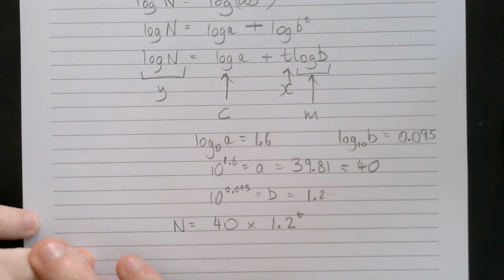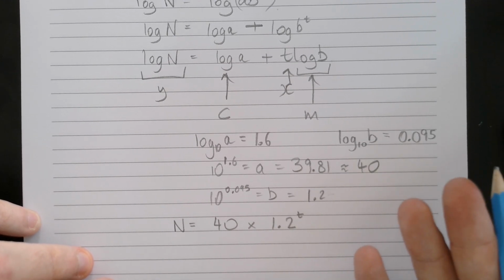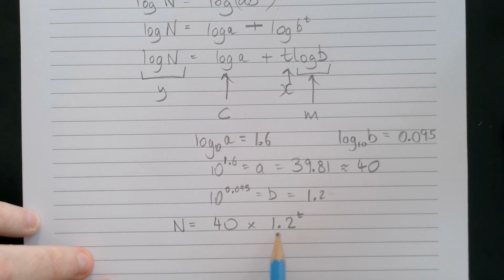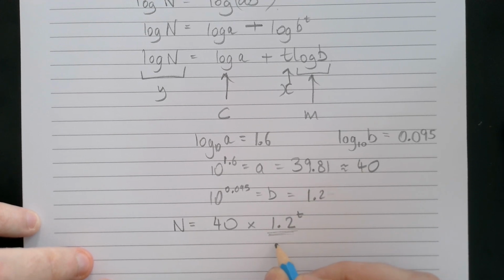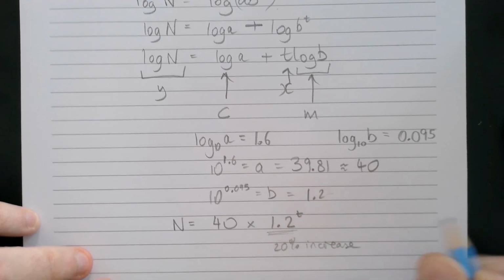Use the model to predict the number of sick people to the nearest 100 after 30 days, you just put in t equals 30. I was expecting it to say what's the meaning of the value b, in which case I would say that it's a 20% increase each day in the number of people that are sick.